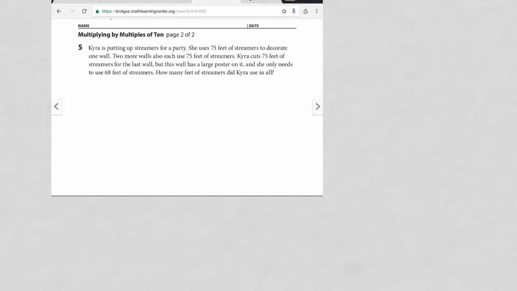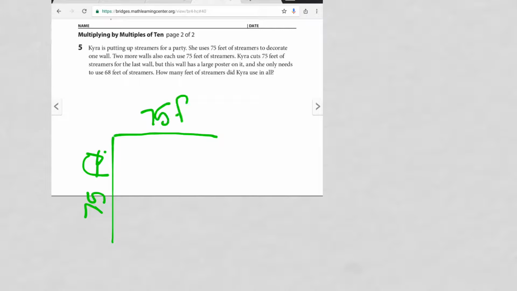So looking at the back page, number 5, we have a story problem that's going to help a lot by drawing a picture. It says that Kyra is putting up streamers. She uses 75 feet of streamers to decorate one wall. So I'm going to draw my 75 feet on one wall and label it 75 feet. It says 2 more walls also each use 75 feet. So I'm going to draw my 75 feet on this wall and my 75 feet on this wall.